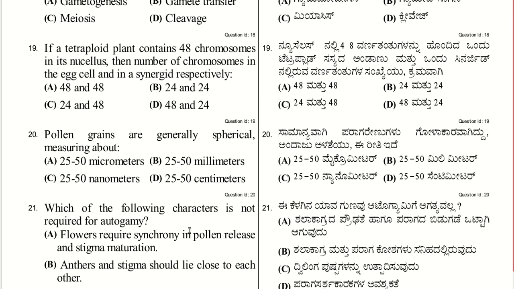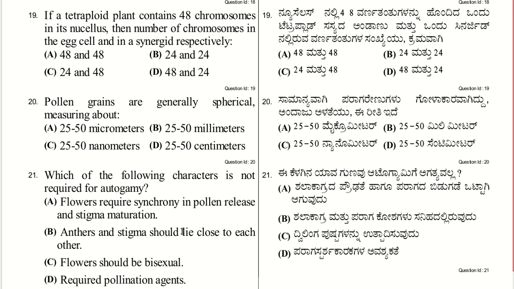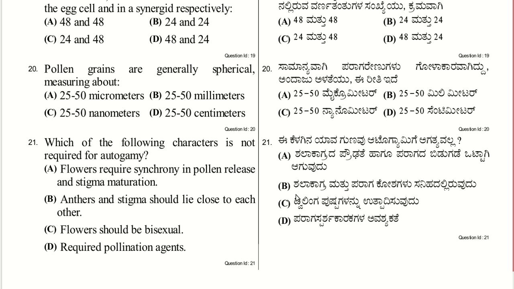Which of the following characters is not required for autogamy? Autogamy doesn't require pollinating agents because it is self-pollination, and most of the time the flowers also don't bloom. So the answer is requiring a pollinating agent.